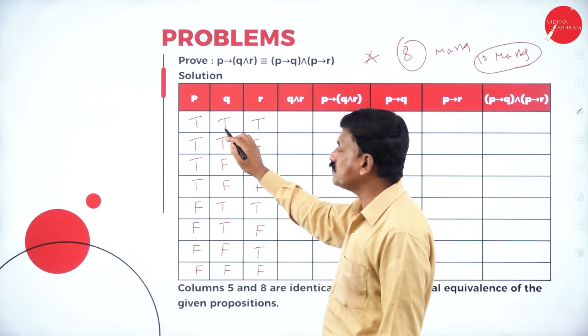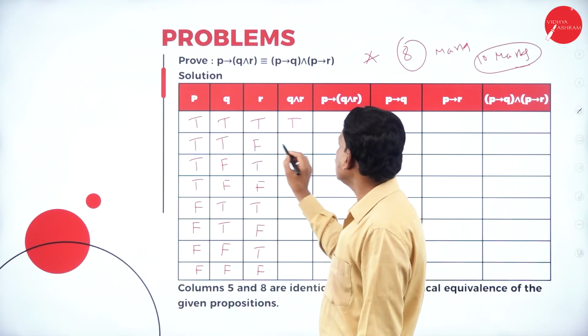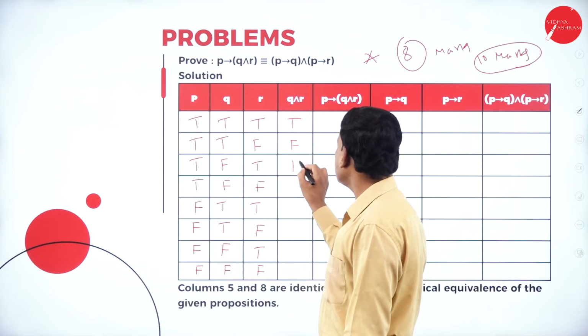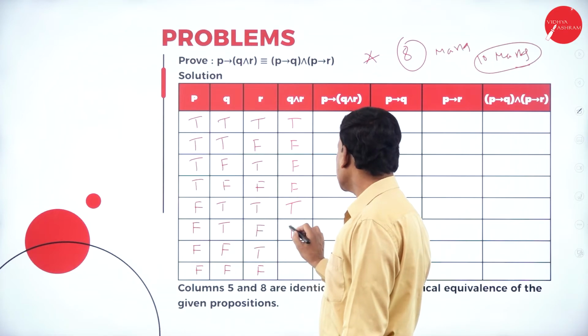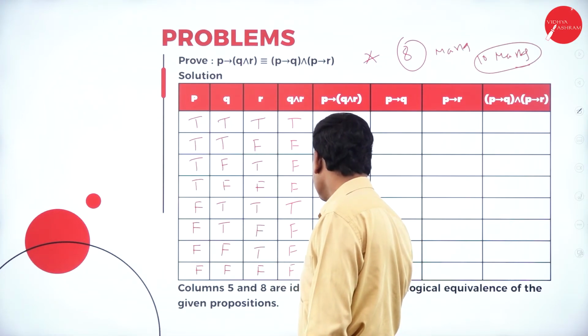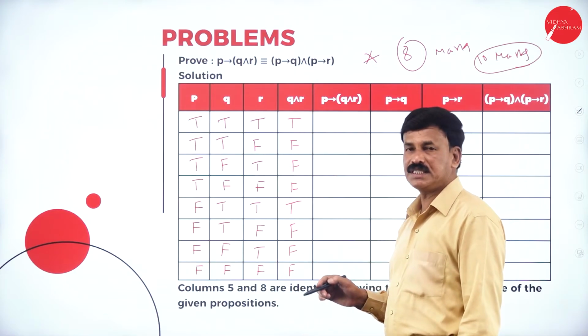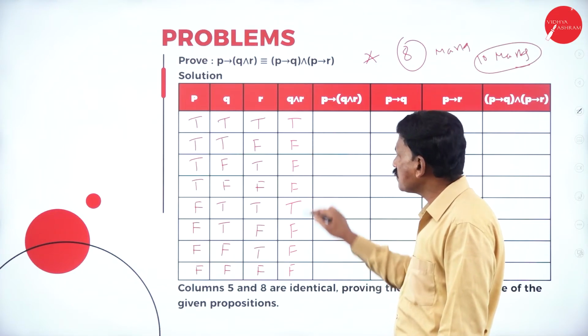So, the conjunction of Q and R: T and T is T, T and F is F, F and T is F, F and F is F, T and T is T, T and F is F, F and T is F, and F and F is also F. So, in case of conjunction, true and true is true; in all other cases, it is false.